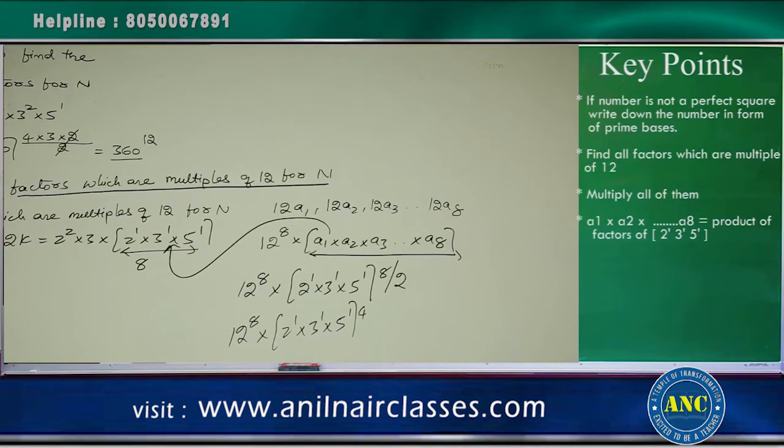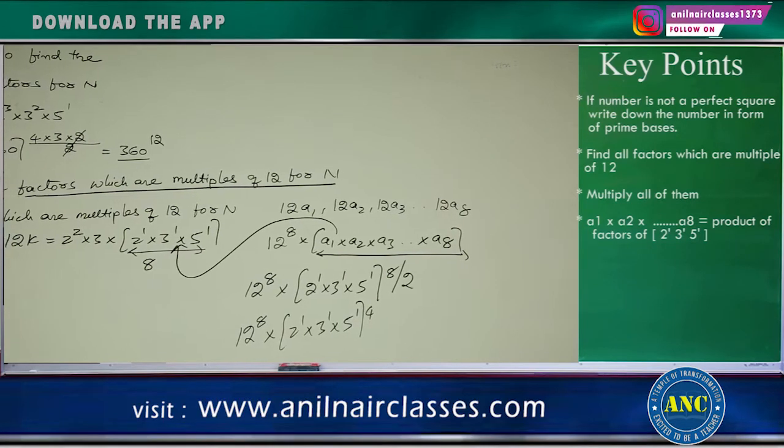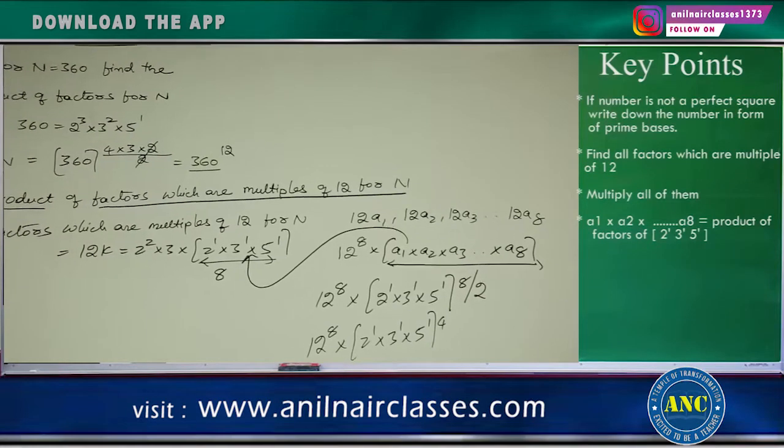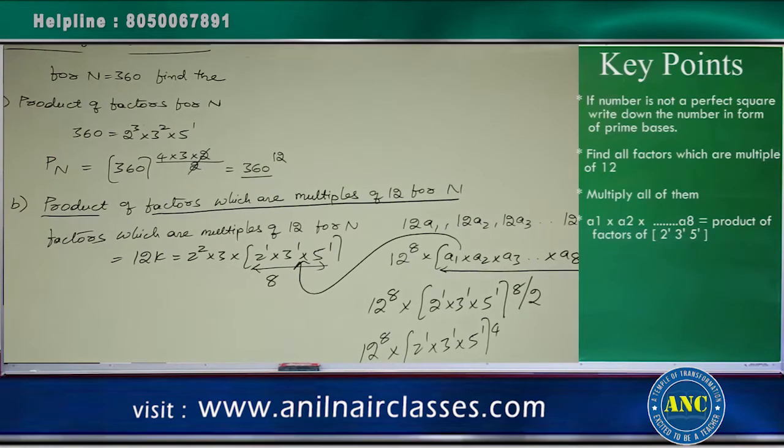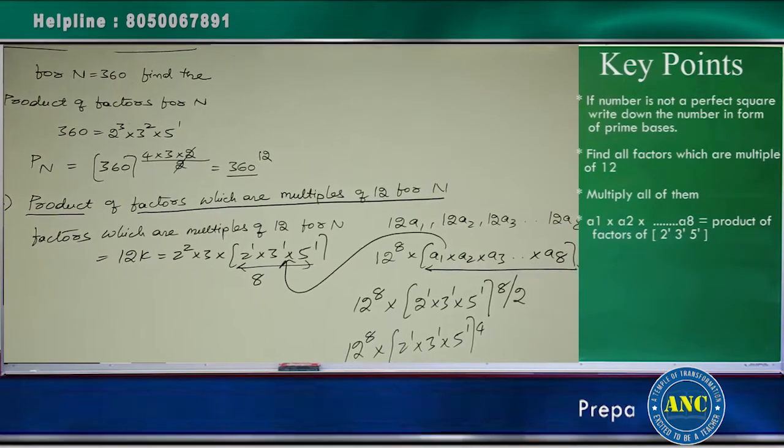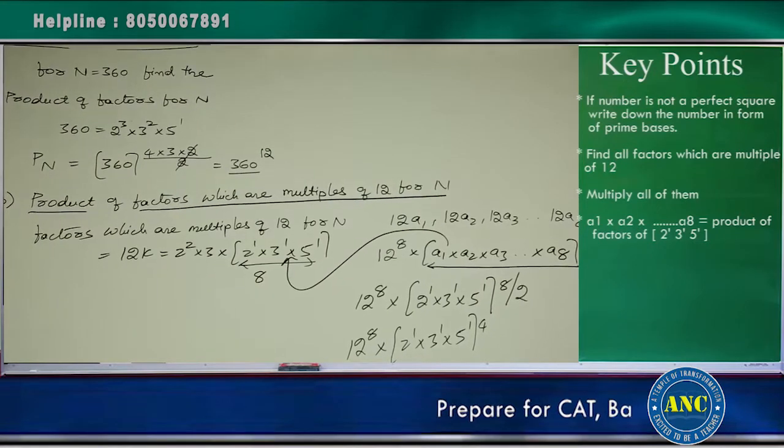Product of the factors which are multiples of 12 for n. Same like sum of the factors. First we will find out all the factors which are multiples of 12, then we will multiply them.